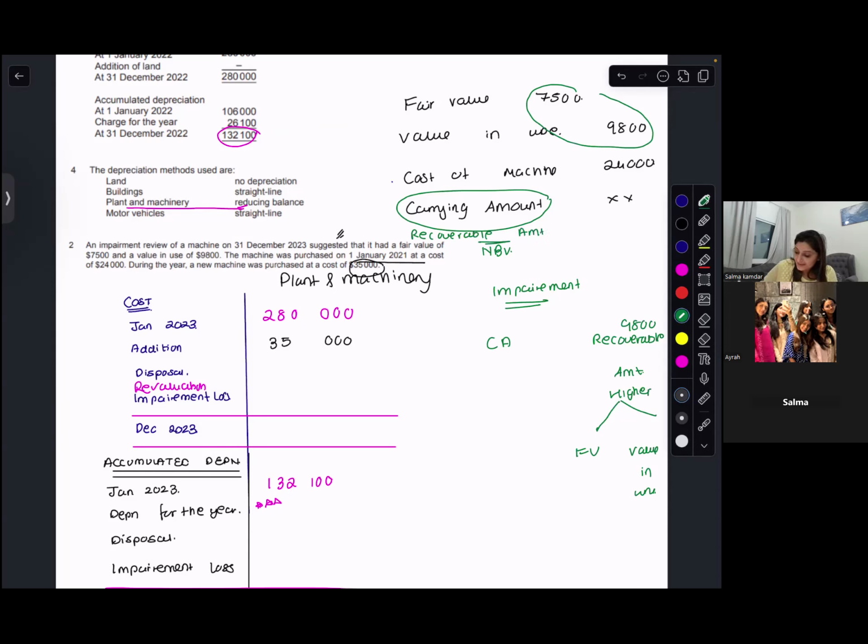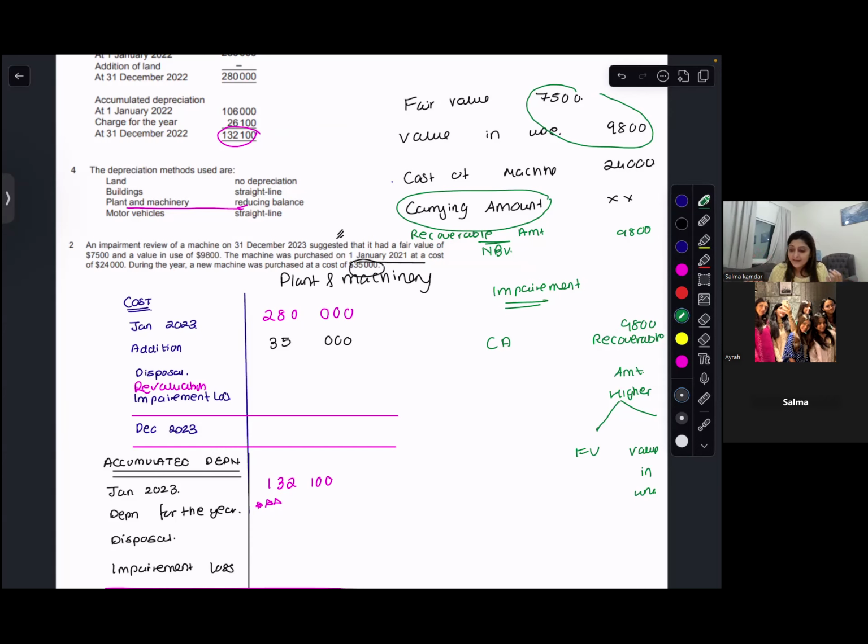Recoverable amount is 9,800. To calculate impairment loss, if my carrying value is more than the recoverable amount, then I impair the asset. That is what they've told us, correct? When I have to impair the asset, I have to compare the carrying value or the net book value of the asset with the recoverable amount.